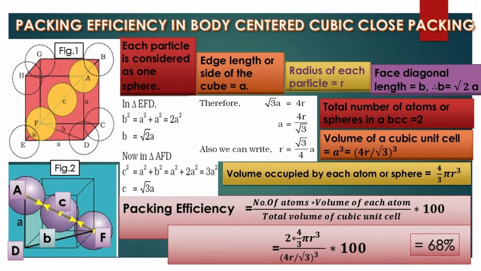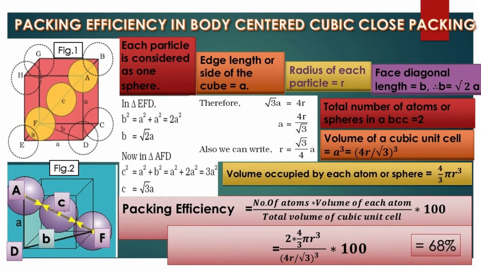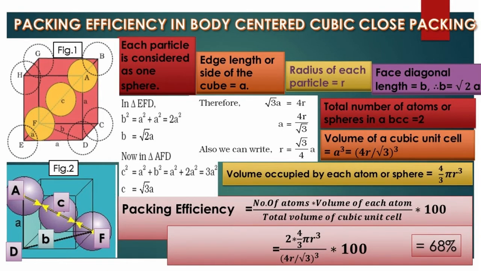We know B² is equal to 2A². Substitute that in this formula. So C² will become equal to 3A². So C is equal to √3 into A. Look at figure 2.